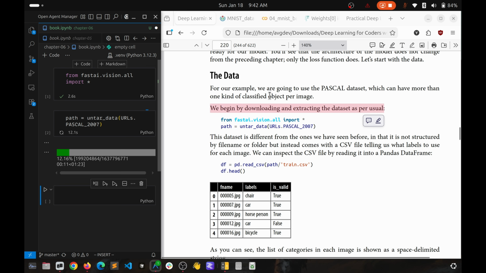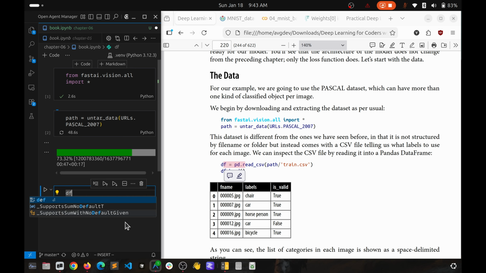Let's continue reading. This dataset is different from the ones we have seen before in that it is not structured by file name and folder, but instead comes with a CSV file telling us what labels to use for each image. We can inspect the CSV file by reading it into a pandas DataFrame. df equals pd.read_csv. Okay, handy tool. So let's create a DataFrame.